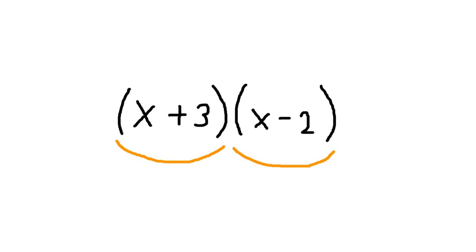So what would happen if we were to throw an equals 0 at the end of the line? X plus 3 times x minus 2 is equal to 0. Well, then this would be two numbers that multiply together to equal 0, x plus 3 as one and x minus 2 as the other.